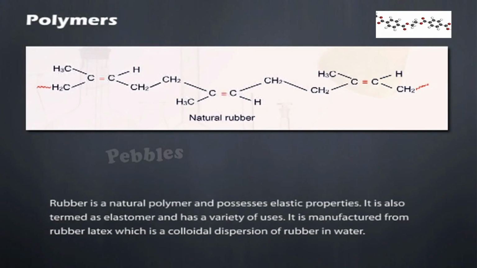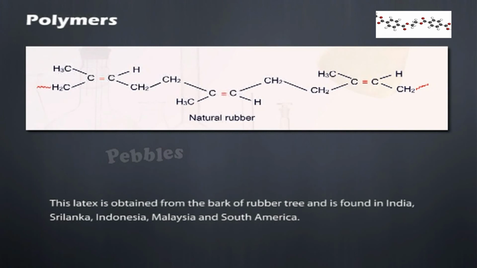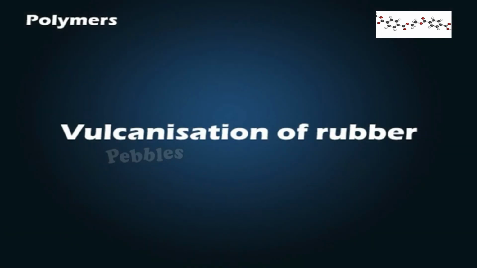Natural rubber. Rubber is a natural polymer and possesses elastic properties. It is also termed as elastomer and has a variety of uses. It is manufactured from rubber latex, which is a colloidal dispersion of rubber in water. This latex is obtained from the bark of rubber tree and is found in India, Sri Lanka, Indonesia, Malaysia, and South America. Vulcanization of rubber.